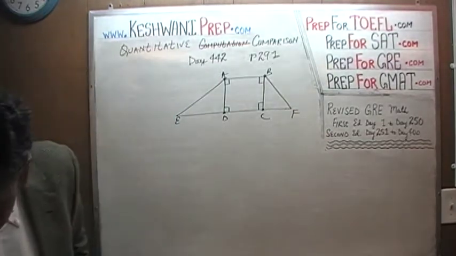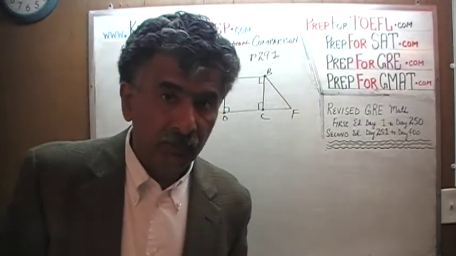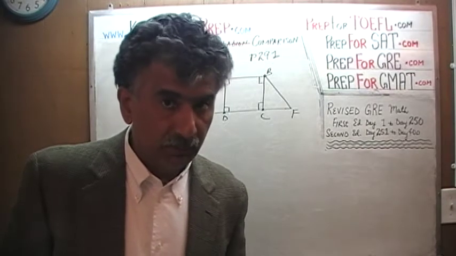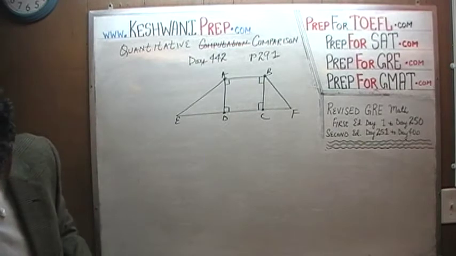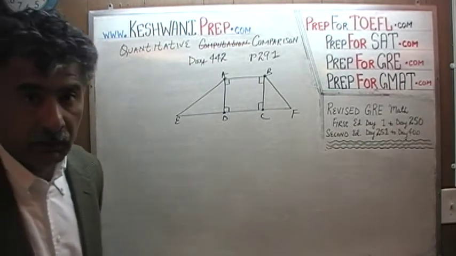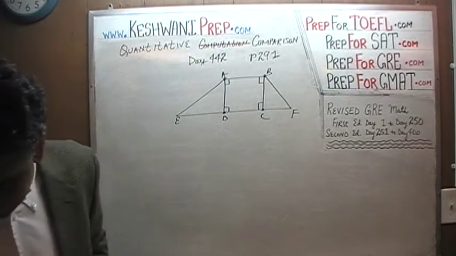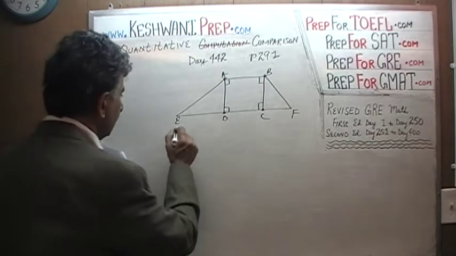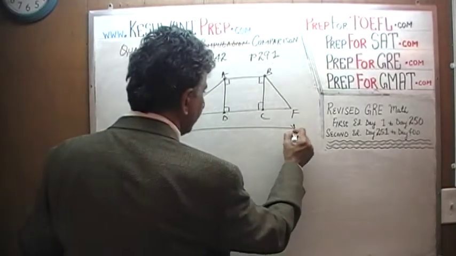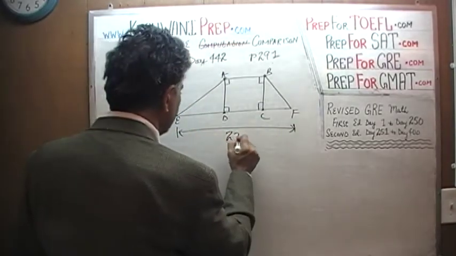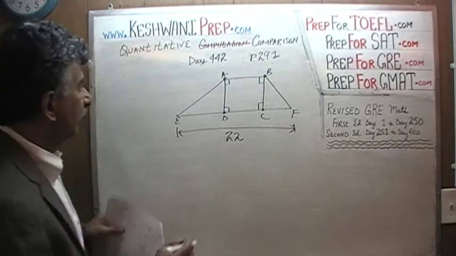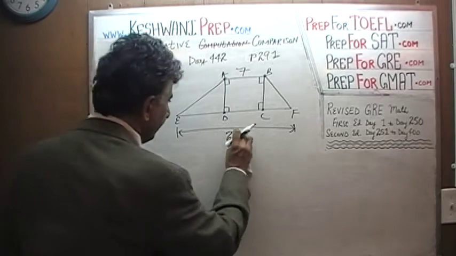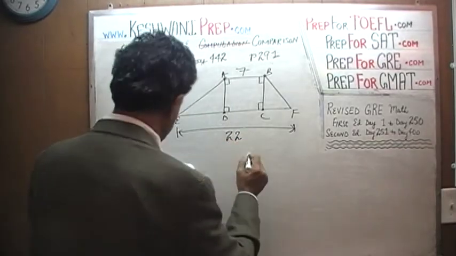What else are we told? I'm putting down on the blackboard exactly the way the problem appears in the exam. Nothing more, nothing less. You understand? Anything more or anything less would not be fair. We are told that this length here from E to F is 22, and finally we are told that A to B is 7. Here's our column A.